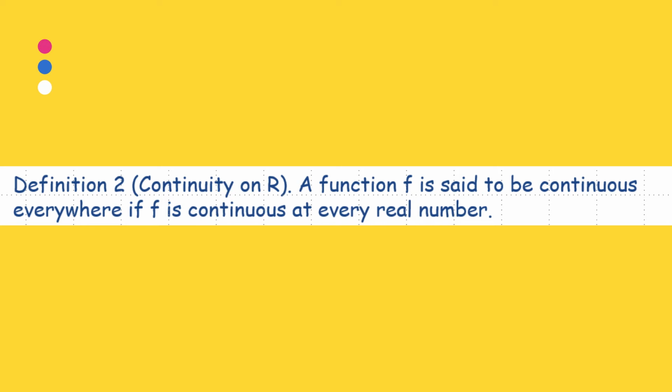Next, let's go to definition 2. This is continuity of a function on all real numbers. A function f is said to be continuous everywhere if f is continuous at every real number. Meaning to say, if we look at the entire function, we can't see a hole, a jump, or a vertical asymptote. Okay?